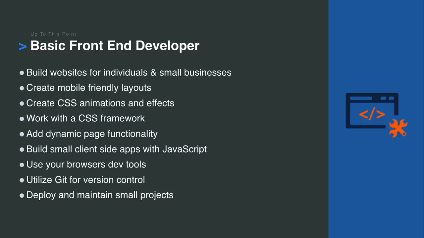All right, so what we've talked about so far, I would say that you're now a basic front-end developer. You don't know a front-end framework yet, but you're able to build websites for individuals and small businesses. You can create mobile-friendly layouts, some CSS animation stuff, maybe create a slideshow, things like that, work with a CSS framework possibly, add dynamic page functionality with JavaScript, maybe build some small client-side applications, use your browser dev tools, utilize Git for version control, and deploy and maintain small projects. So if you're able to do all this stuff, I would say you're a basic front-end developer, and you could start to apply for jobs with this skill set.